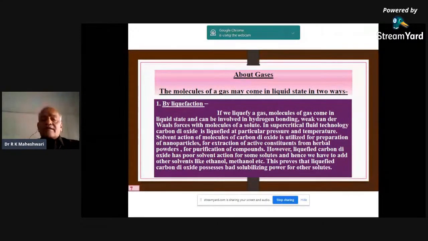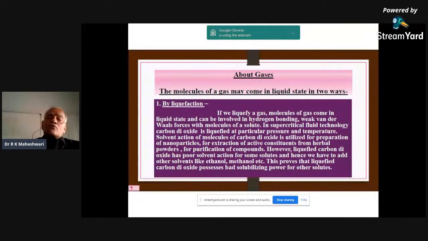etc. Okay, so in short, we can say liquefied CO2 is a good solvent for some solutes where we do not employ a co-solvent. So liquefied CO2 is a good solvent for some solutes and a bad solvent for other solutes, meaning for those compounds where you have to apply a co-solvent to improve the solvent character of liquefied CO2.